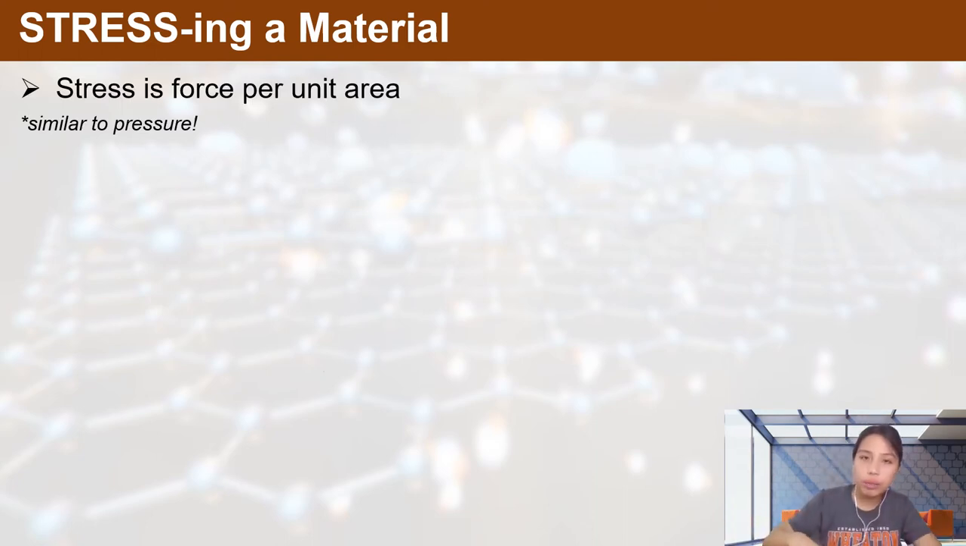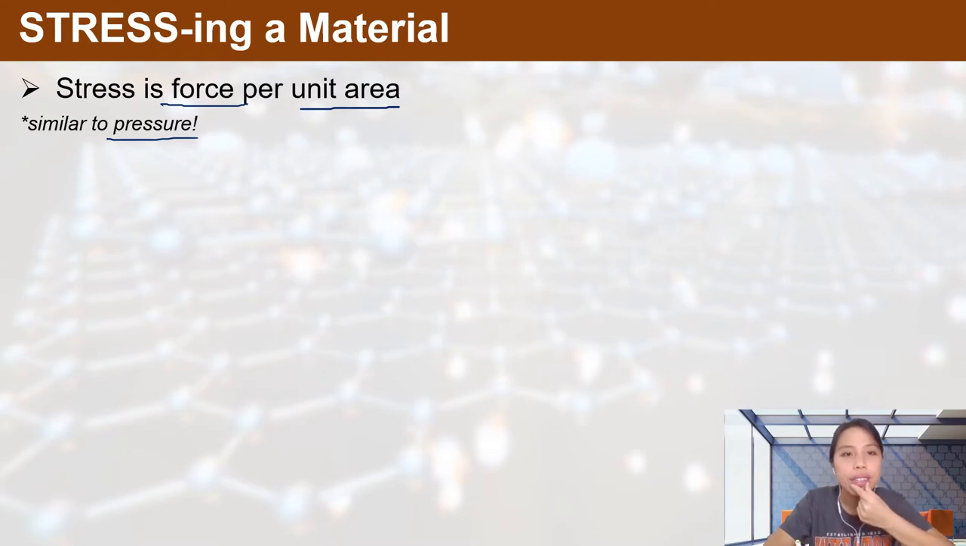Stress, if you ever need to define it in A-levels, is the force per unit area. It's very similar to pressure. Pressure is force per unit area. Stress is also force per unit area. You can think of it as the same thing, stress, pressure.